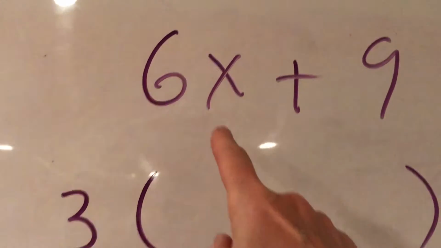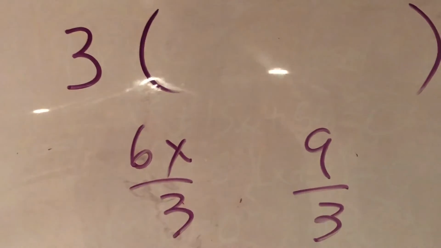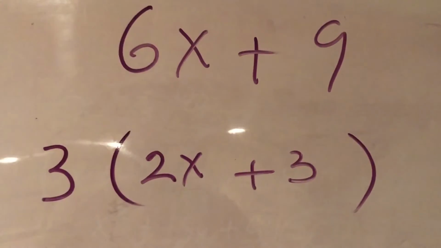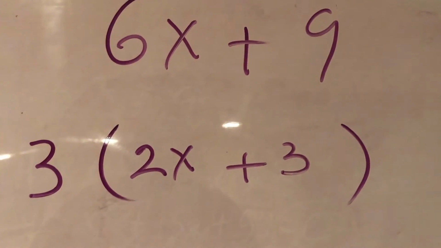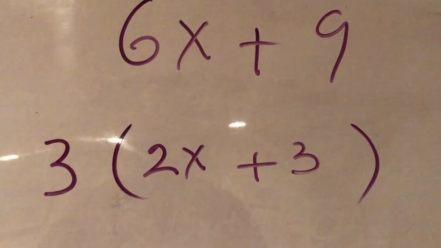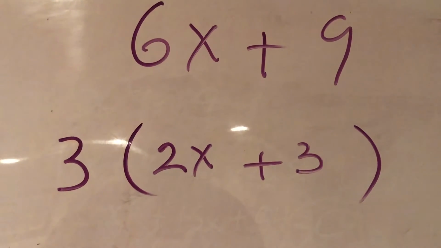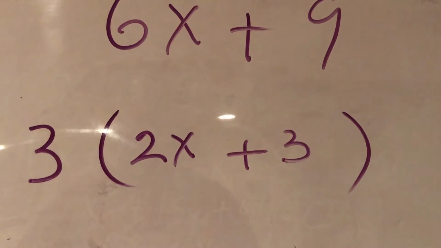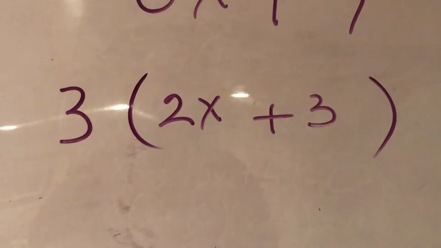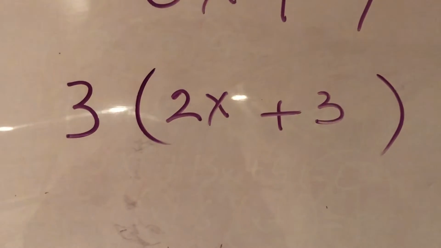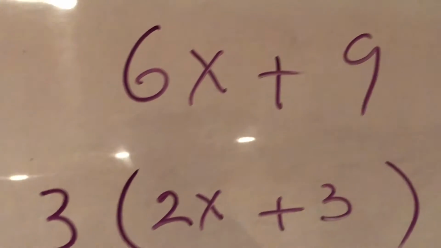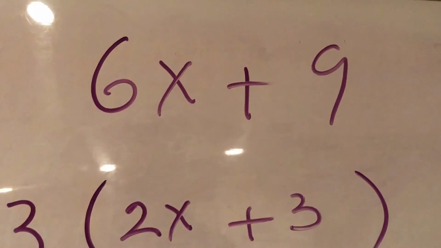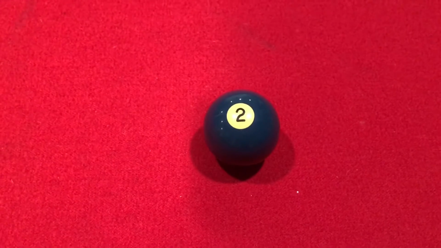I took the 6x and I divided it by the 3, that's right there. And I took the 9 and divided that by the 3, that's right there. So as you can see, the 6x divided by the 3 would be 2x, and the 9 divided by the 3 would be 3. So the answer to my factorization would be the GCF of 3 times the quantity 2x plus 3. And if I were to use distribution, 3 times 2x, 3 times 3, it would bring me back to my original binomial that was 6x plus 9.